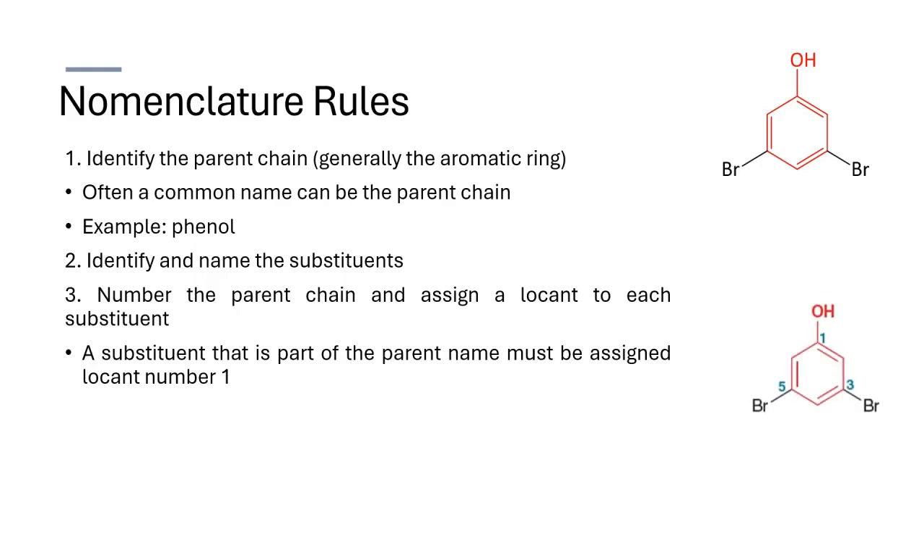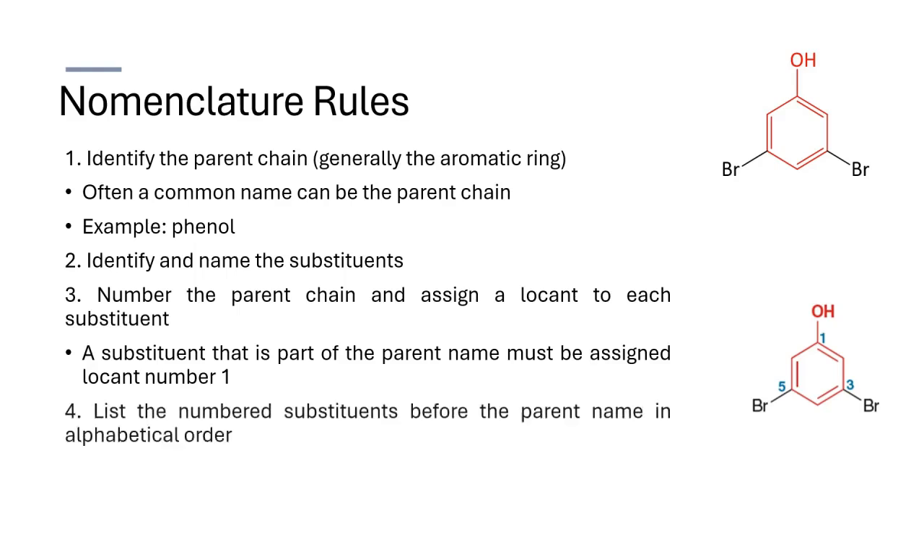From carbon number 1, then we can go ahead and number the ring in order to give the carbons with the branches the lowest numbers possible. In this case, 3 and 5. 4. List the numbered substituents before the parent name in alphabetical order. Ignore prefixes except for iso when ordering alphabetically. Go ahead and try to name this compound. Hopefully we got 3,5-dibromophenol.